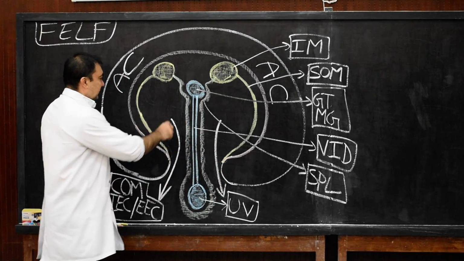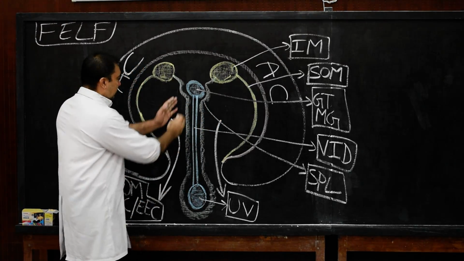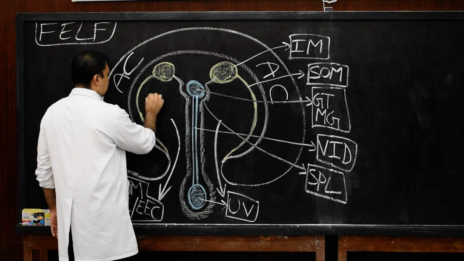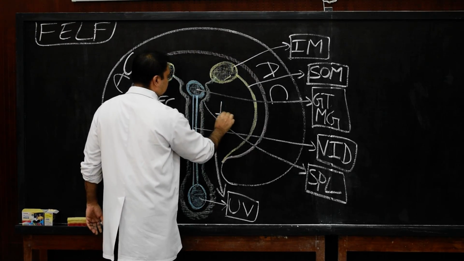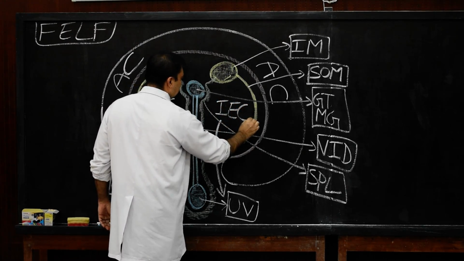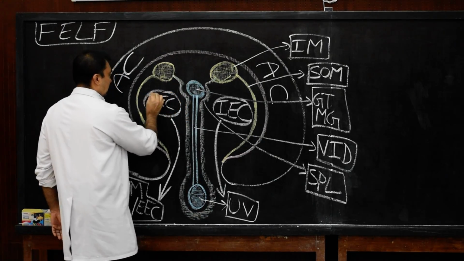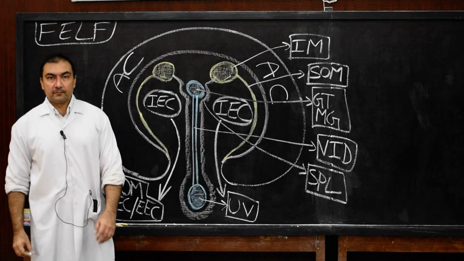So this is the communication between intra-embryonic and extra-embryonic cavities. Therefore this entire cavity on either side of this vitellointestinal duct will be known as intra-embryonic coelom. This is what we have written. So this completes our first diagram.